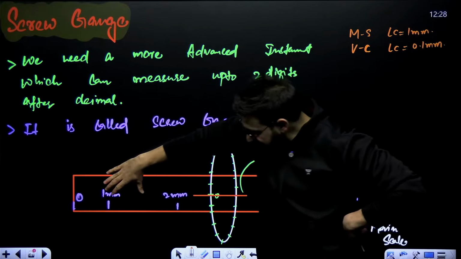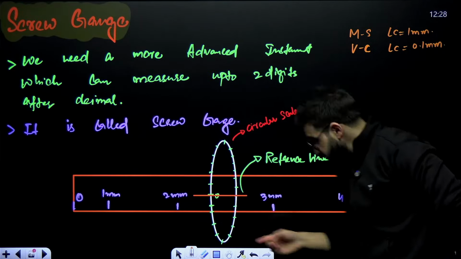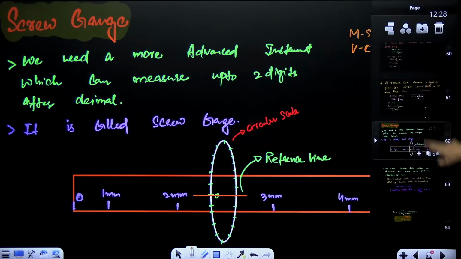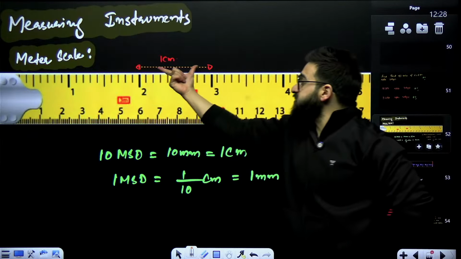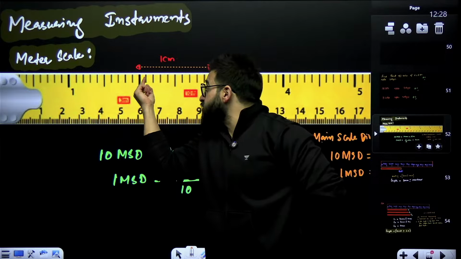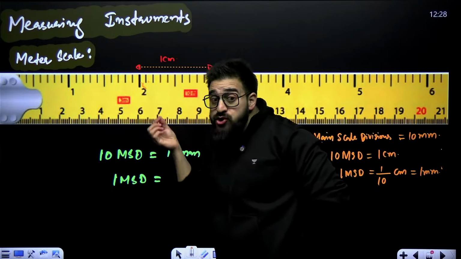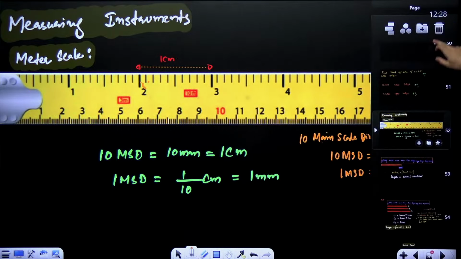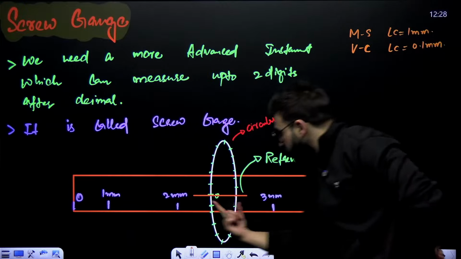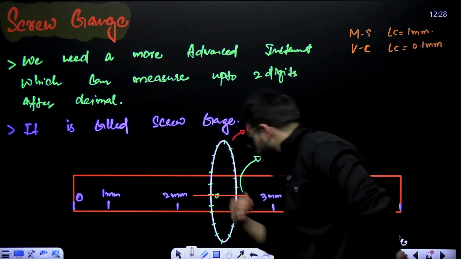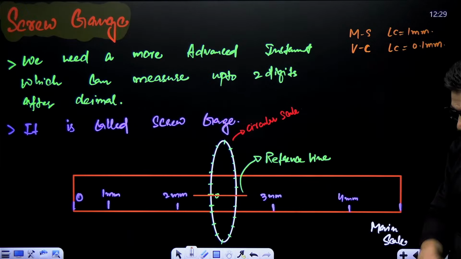Now guys, let me make the main scale. This is 1 mm, 2 mm. If we take a look at the main scale that we started with, this is 1 centimeter, and this small portion is 1 mm. Now I am making this 1 mm in a zoomed view in case of the screw gauge. Here to here is 1 mm, here to here 1 mm. Yes, absolutely clear.